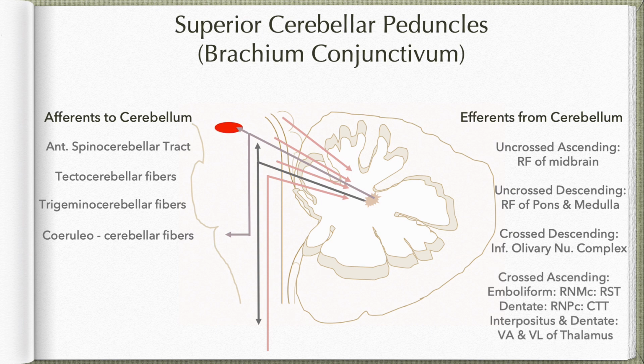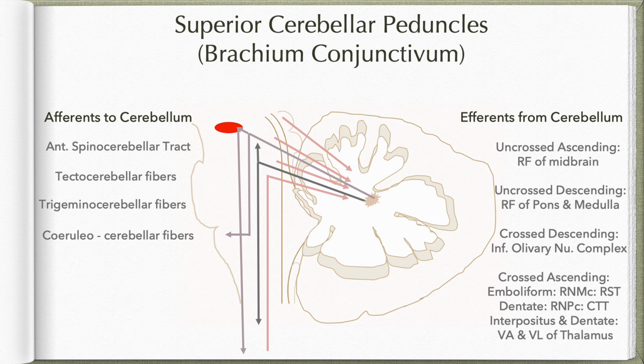Some of them will reach the red nucleus, of which the fibers which have started from the interpositus nucleus, that is the nucleus emboliform of the interpositus, will reach the magnocellular part of the red nucleus. From there, the fibers will be descending as the rubrospinal tract.